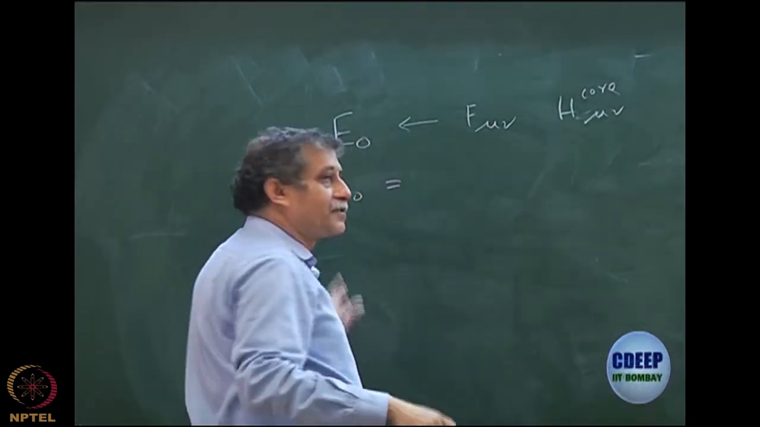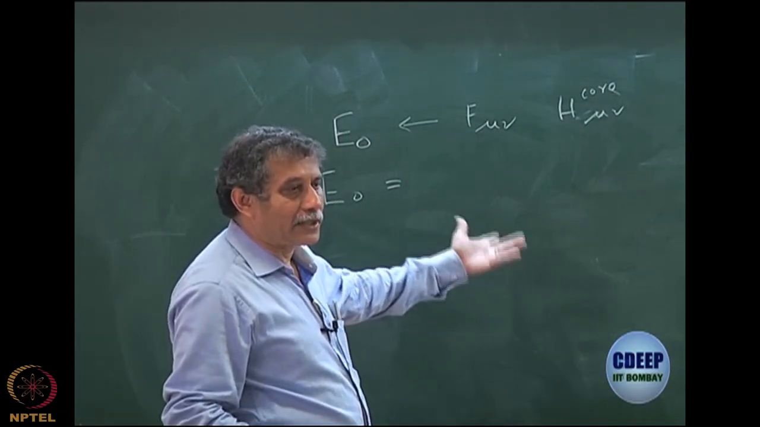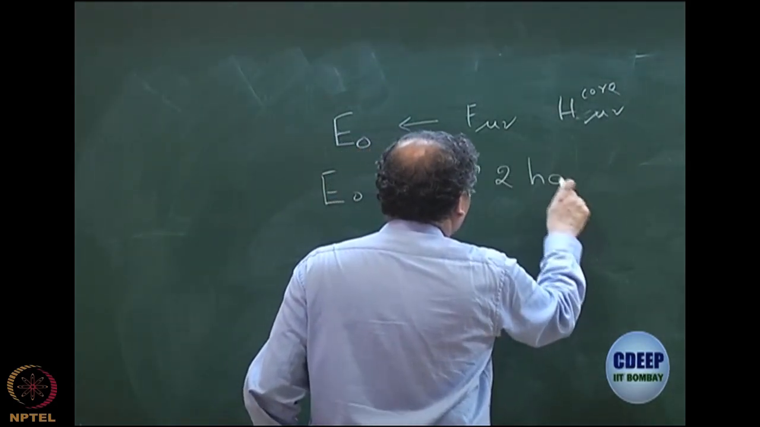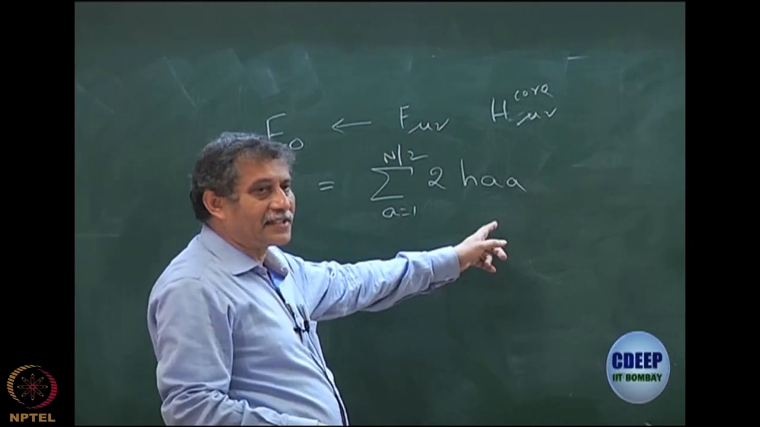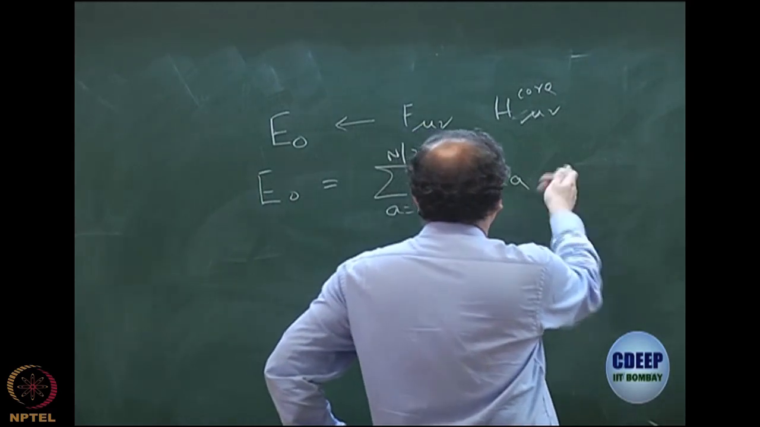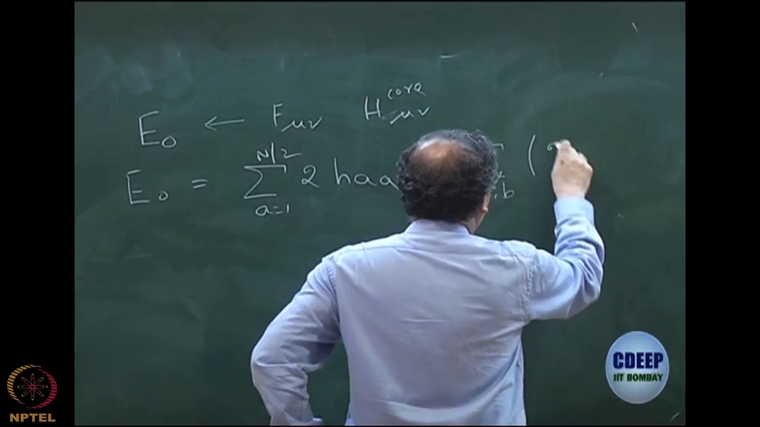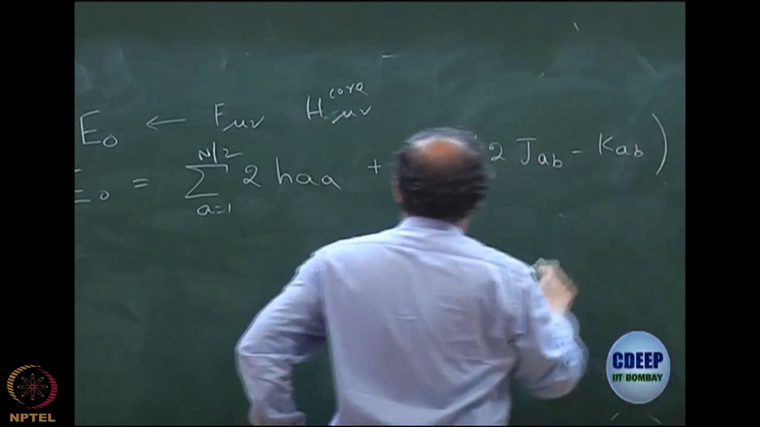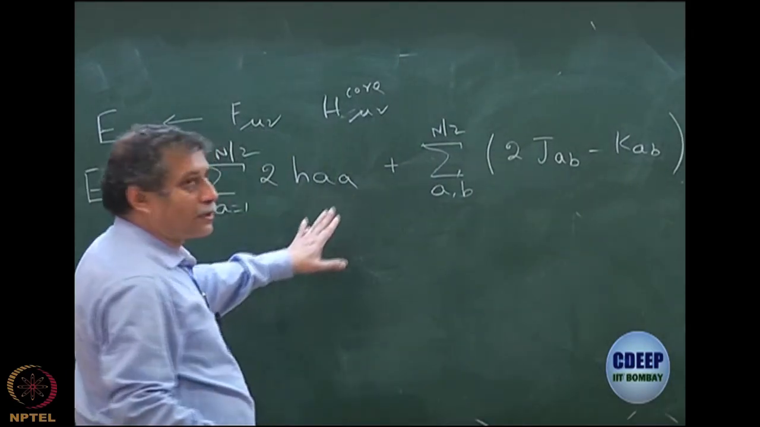Either you can write in spin orbital and do an integration, or you can directly write in terms of space orbital, which is also given to you, which is basically 2 times the sum over A, A equal to 1 to n by 2, of H A A, which I had called H I I, it does not matter. H I I is nothing but phi I H phi I, that is, phi A H phi A, plus the sum over A B, then you had 2 J A B minus K A B. So, this all goes to n by 2, and each of them is in space orbital.